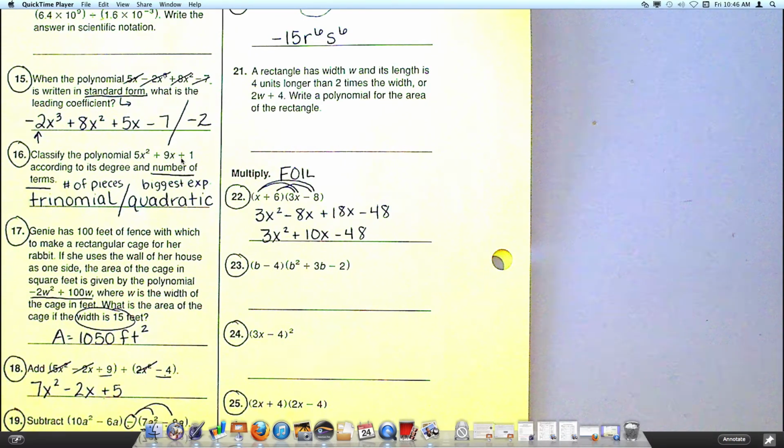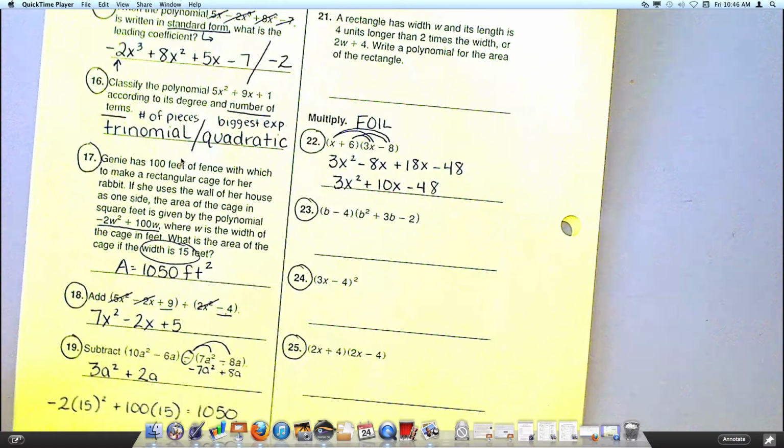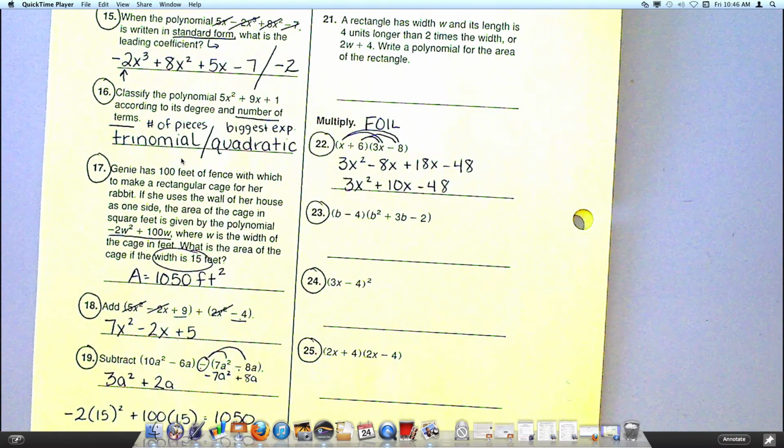Okay. I'll tell you what, let's then just go to 23, and I want to try this one with just the box, because I think that you won't hate it as much as you think that you do. And if you do end up hating it as much as you think you do, I'll show you how to do it without the box also.